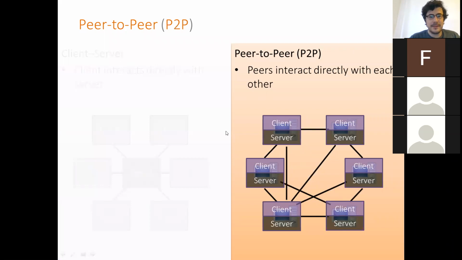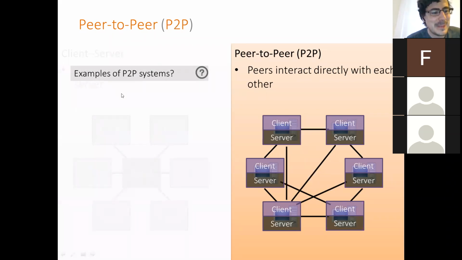Okay. Any examples of peer-to-peer systems? I already see some in the chat. So Torrent is one. uTorrent, I guess, is a client, but Torrent is one type. Qubit is a quantum computing thing, but blockchain. And yeah, blockchain is good. So we have Torrent and blockchain.